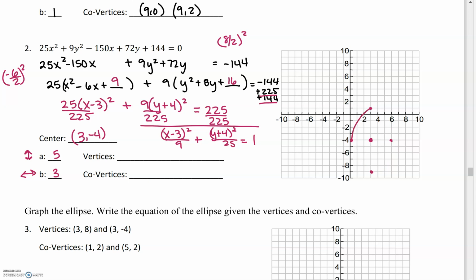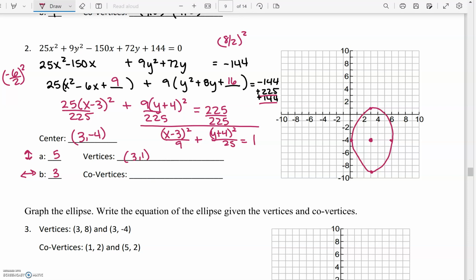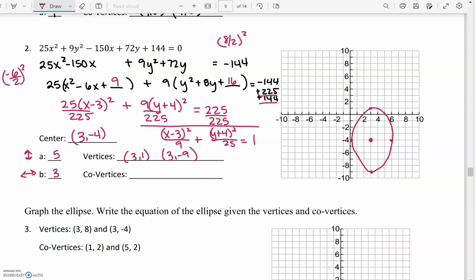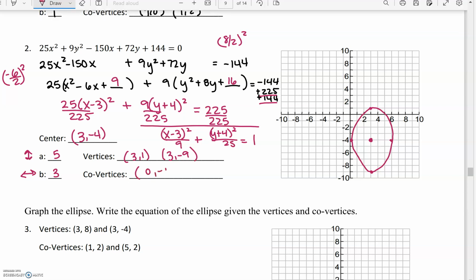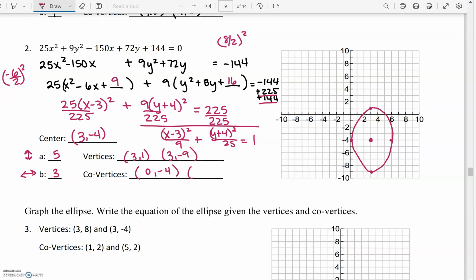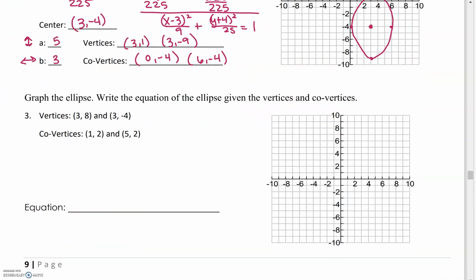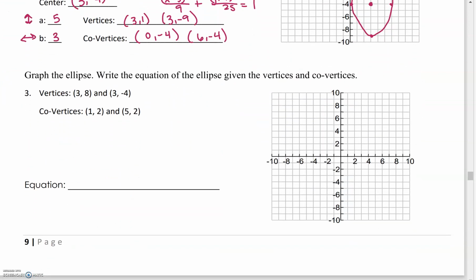And attempt to graph it. There we go. So our vertices there are at 3, 1 and 3, -9 down here. And then our co-vertices to the left and right there are at 0, -4 and 6, -4. All right, so go ahead and graph this, and then we're going to write the equation.